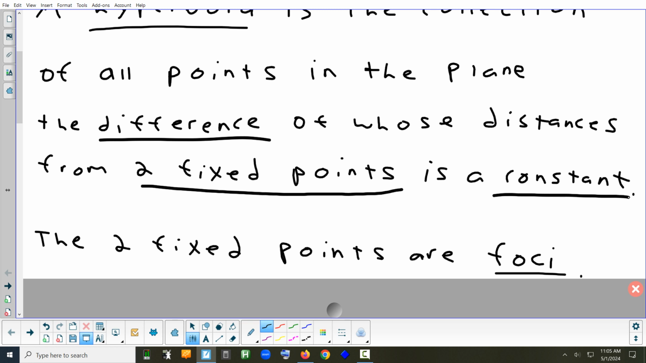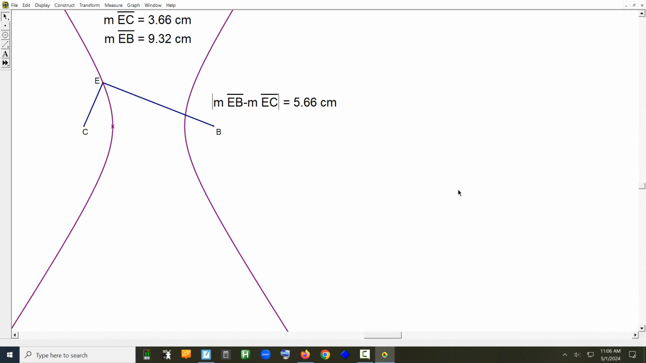Okay, so let's look at a picture of a hyperbola and then kind of see how that definition works. Okay, so that's an example of a hyperbola. So point E is a point on the hyperbola. C and B are the foci. Just like when we had a parabola wrapped around the focus, that's kind of how these branches of the hyperbola work. Okay, they're called branches. They wrap around each focus.